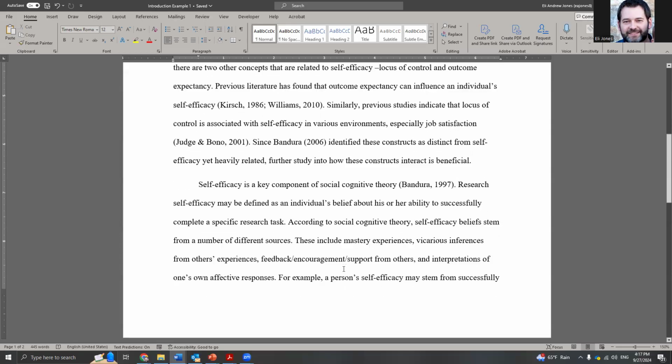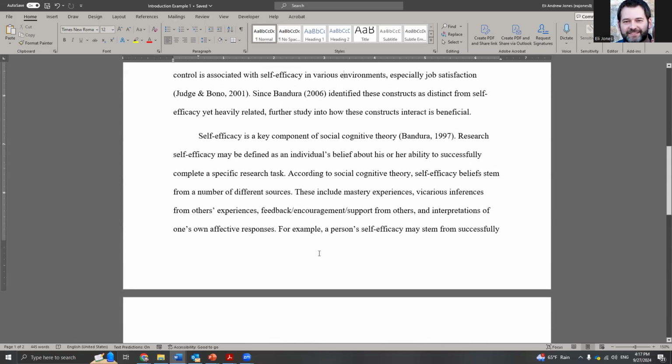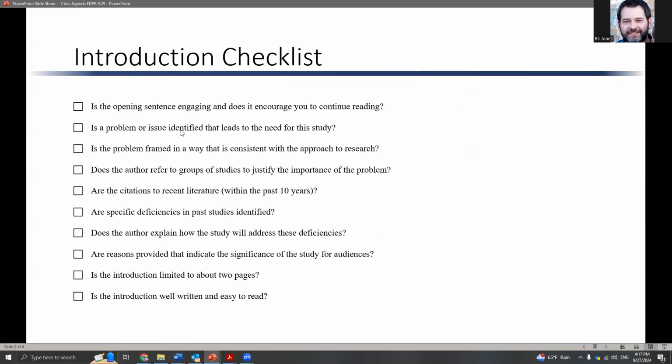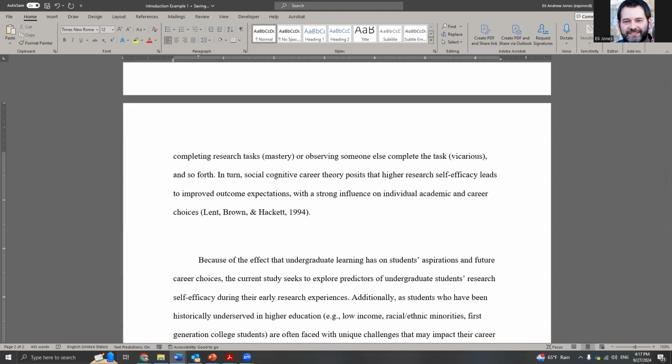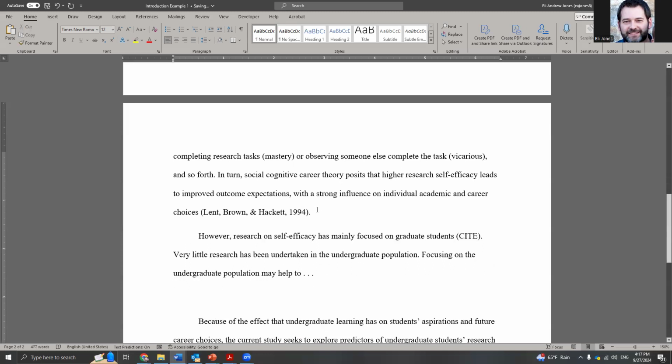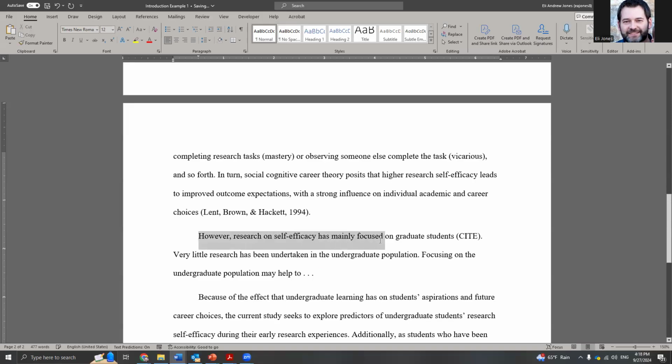But as you go reading through this, you'll notice that I really don't do a very good job of identifying a problem or specific deficiencies in past studies. So I, for example, might put a new paragraph here, started out something like this. However, research on self-efficacy has mainly focused on graduate students. That is a gap in the previous literature, and I would make sure I cite the articles that I found. And then I would go on to explain how I feel like I could fill this gap, right? I'd like to look at undergraduate students and their self-efficacy and how they feel about how they can do research, for example.